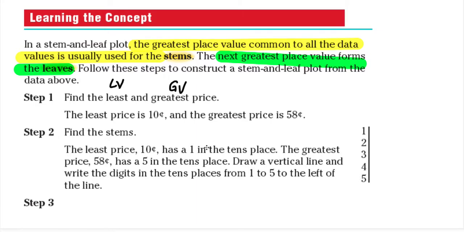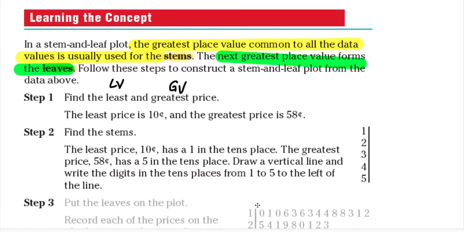If you notice, we did not find out if there are leaves for 2, 3, 4, and 5. If you find the least place value, which is the 1, and the greatest place value, which is the 5, you need to include all the place values in between, 2, 3, 4, regardless if there are leaves for these stems or not.